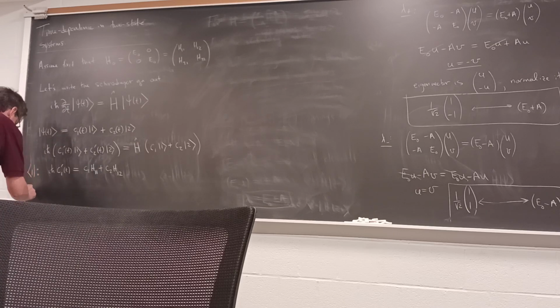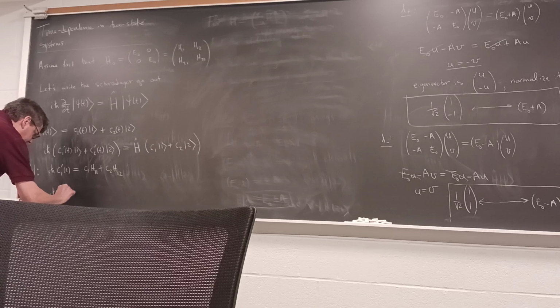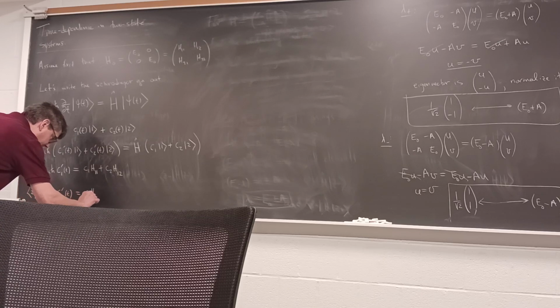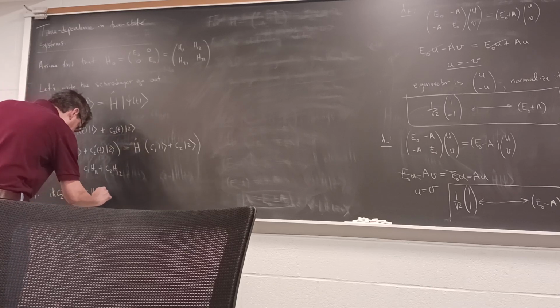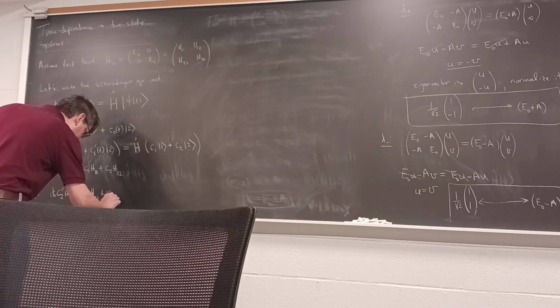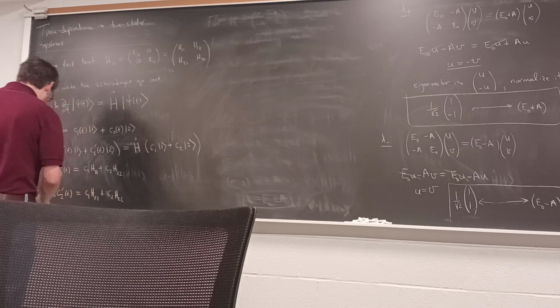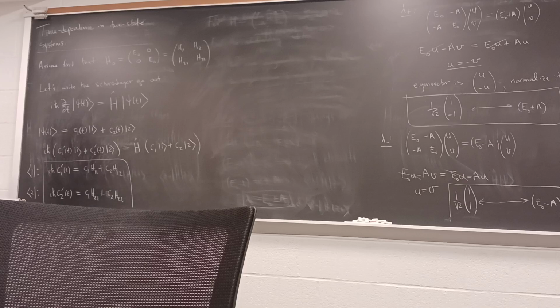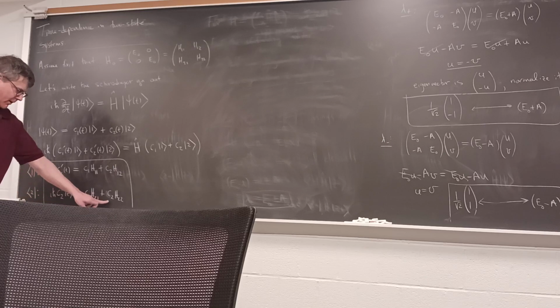Okay. And then if we dot through this top equation by 2, I'll have iħ C2 prime of t is equal to C1 H21 plus C2 H22. So we'll have these two differential equations. These are two coupled differential equations because the time derivative of C1 depends on C1 and C2, and then I have another differential equation, C2 prime, that depends on C1 and C2.